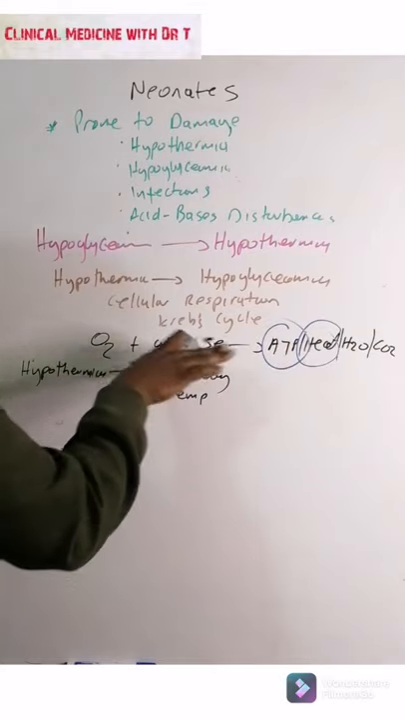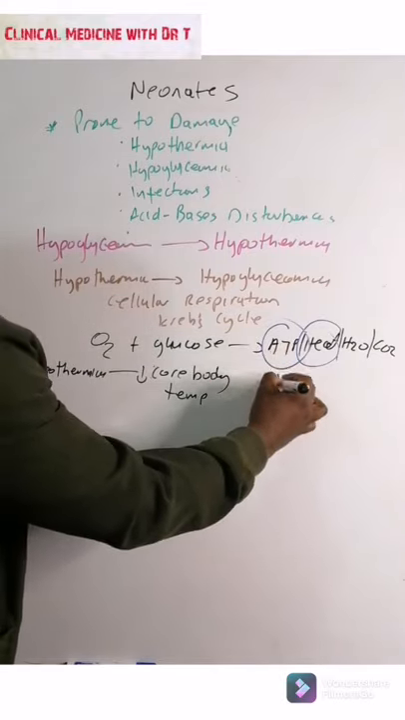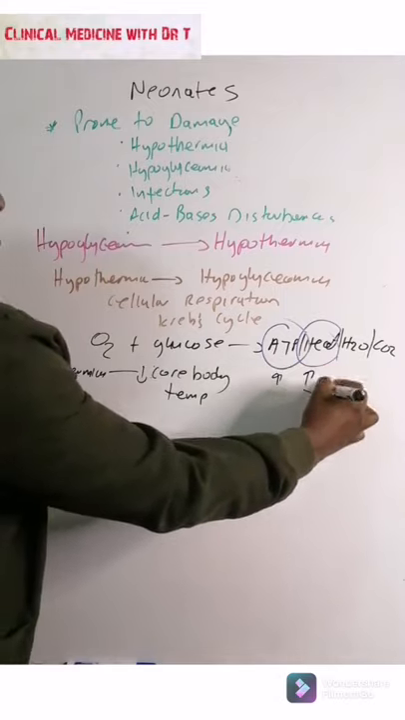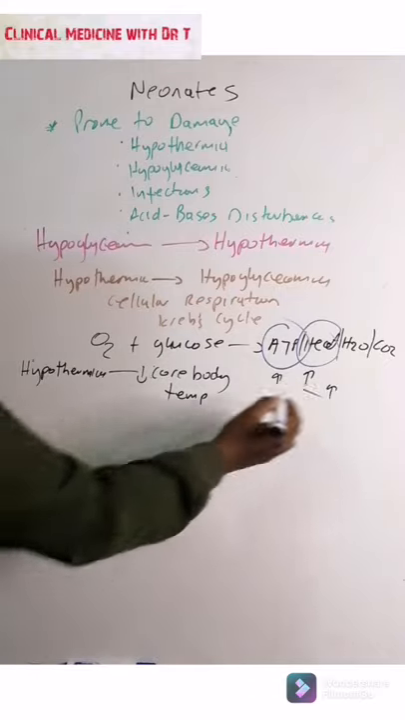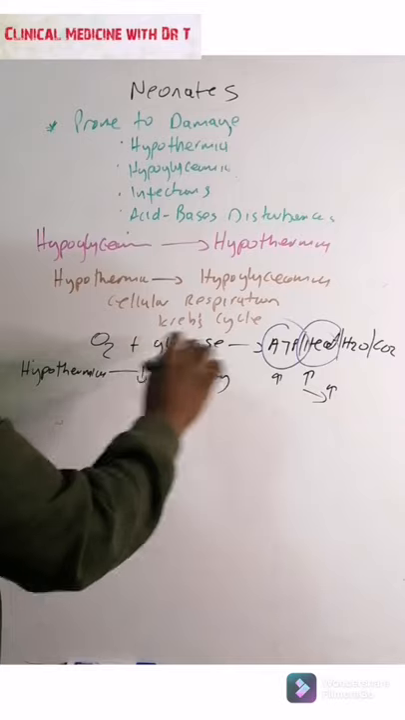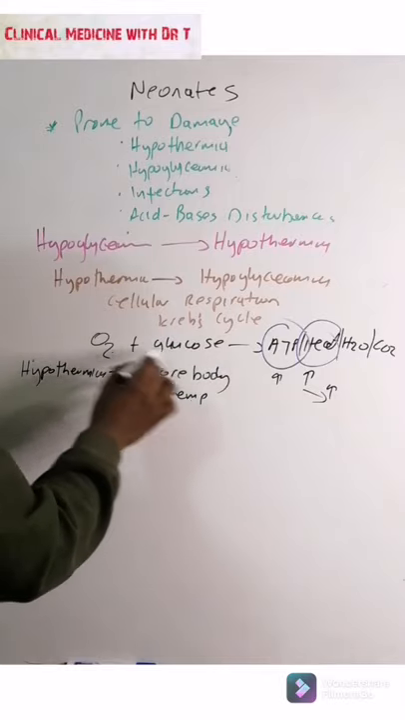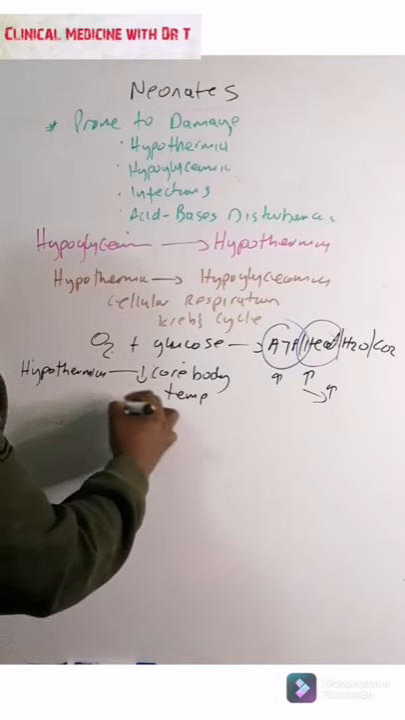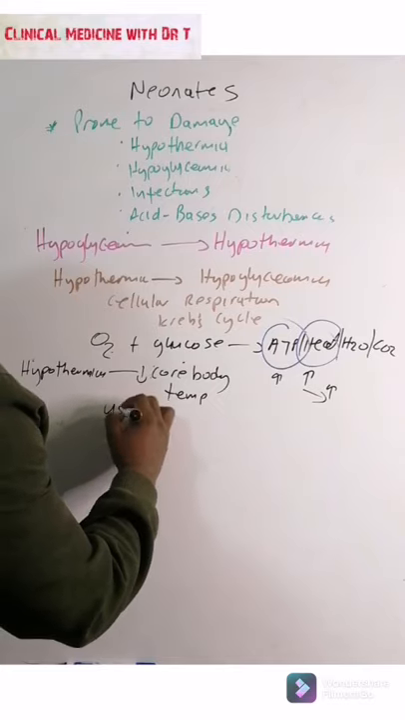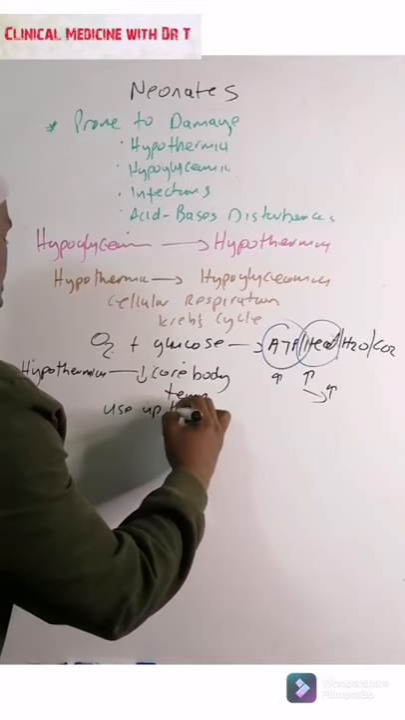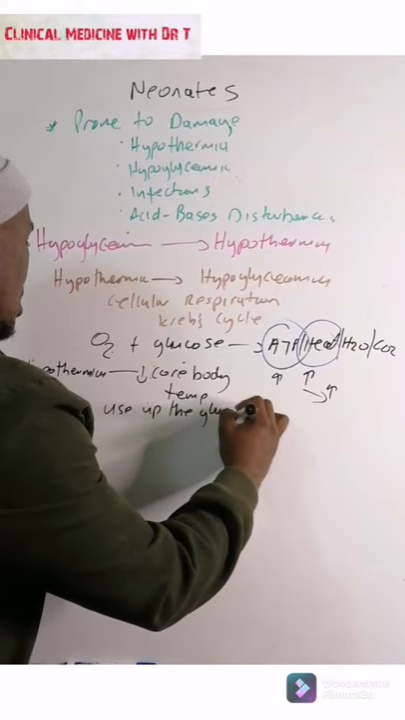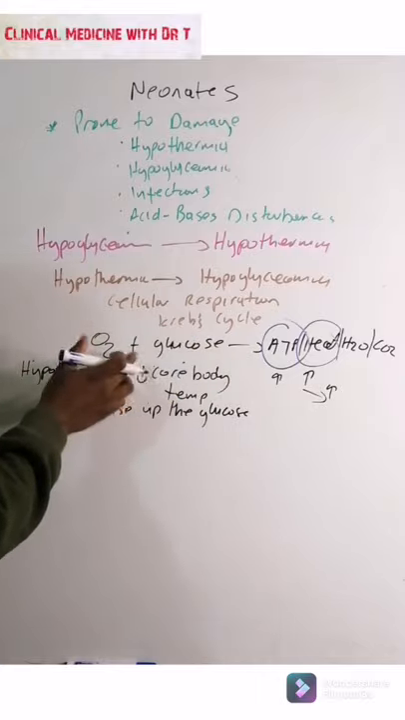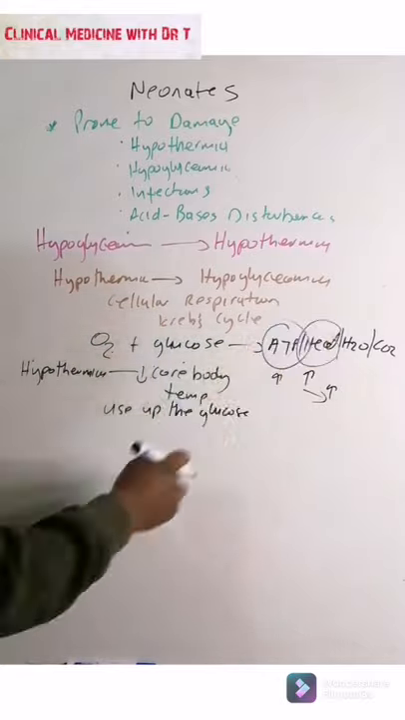I know that if I push this reaction to that side, I will have an increase in the ATP and an increase in the heat, and that will cause an increase in my body temperature. Right? So how do I push the reaction to this side? It means I must use up these guys. So you're going to have to use up the glucose, because as much as you use up the glucose and the oxygen, you'll be producing these two products, and that's what you want.